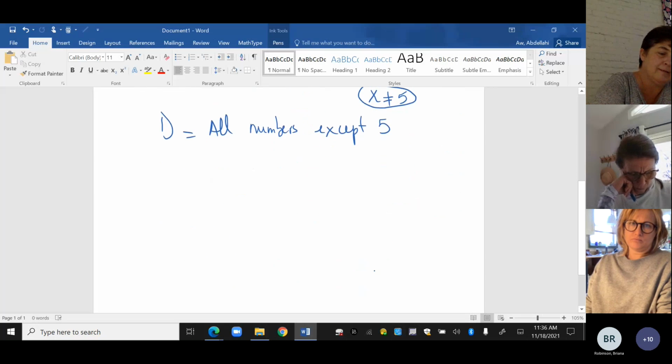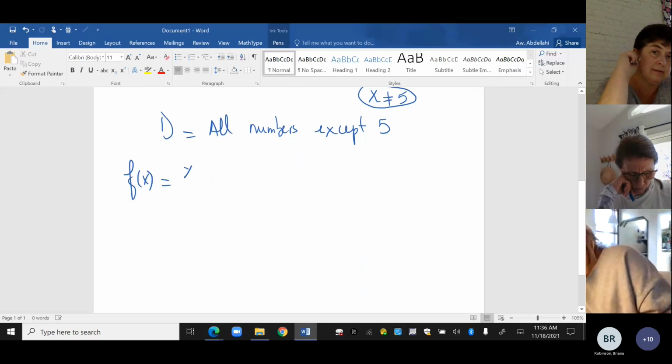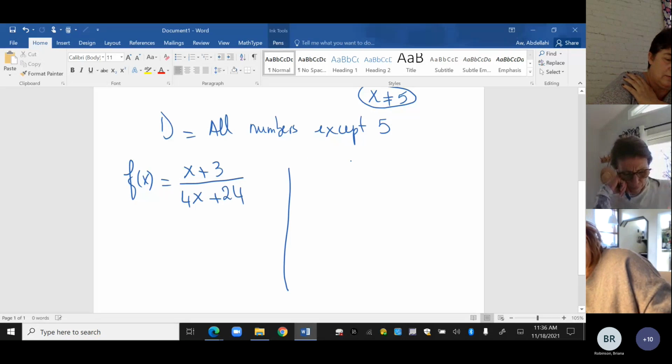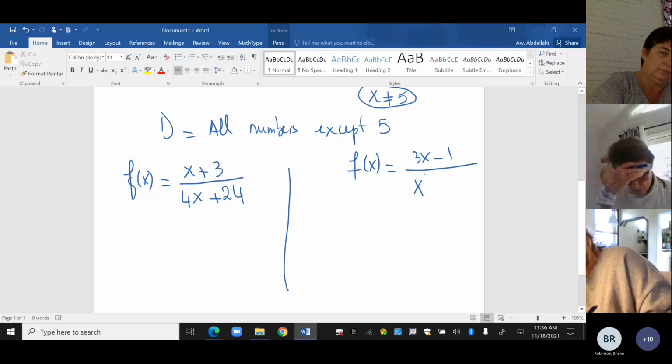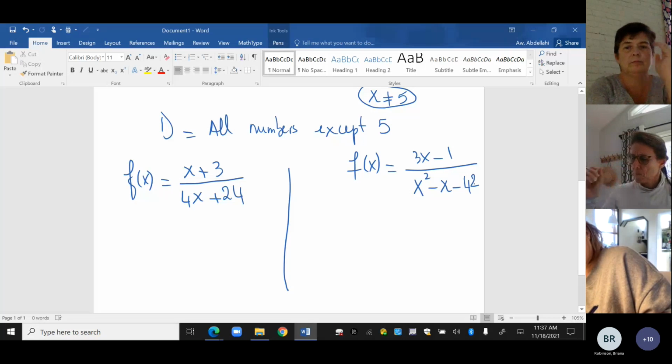That is the domain. So for practice, take f of x equal to x plus 3 over 4x plus 24, and f of x equal to 3x minus 1 over x squared minus x minus 42. What is the domain of these two functions?